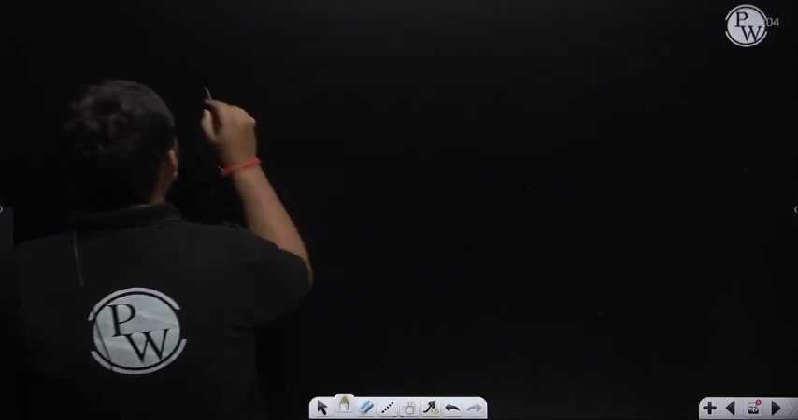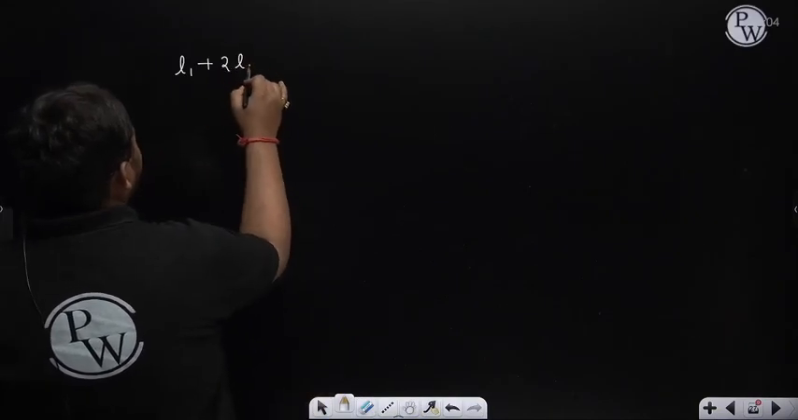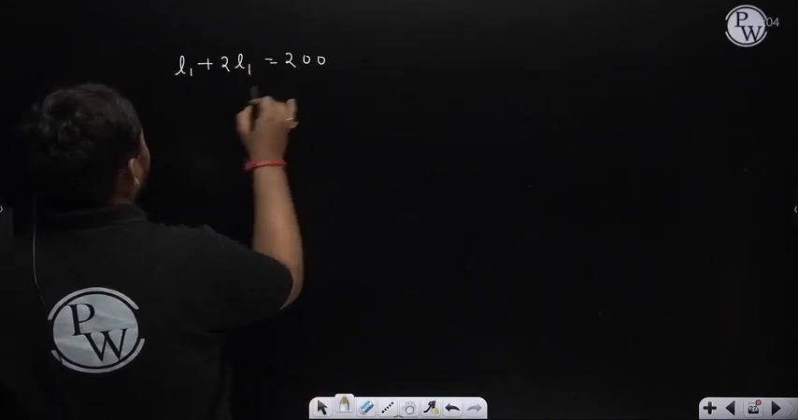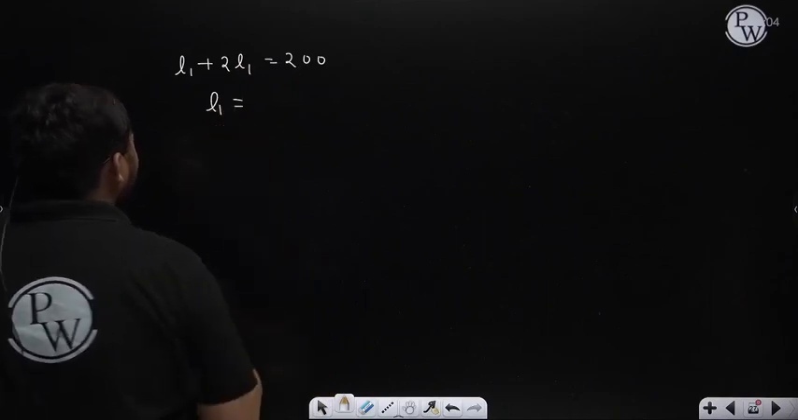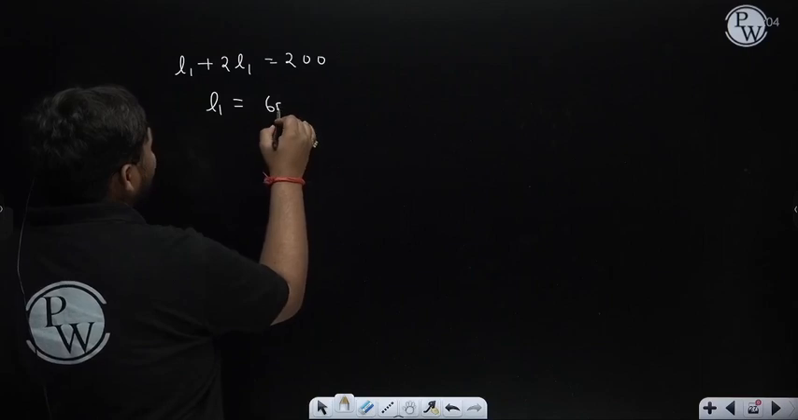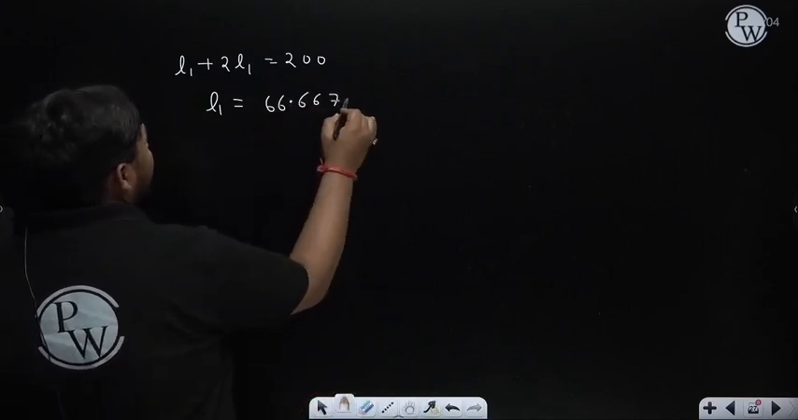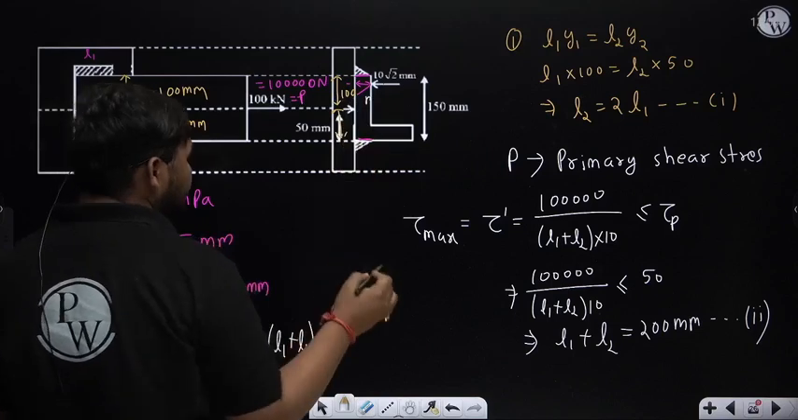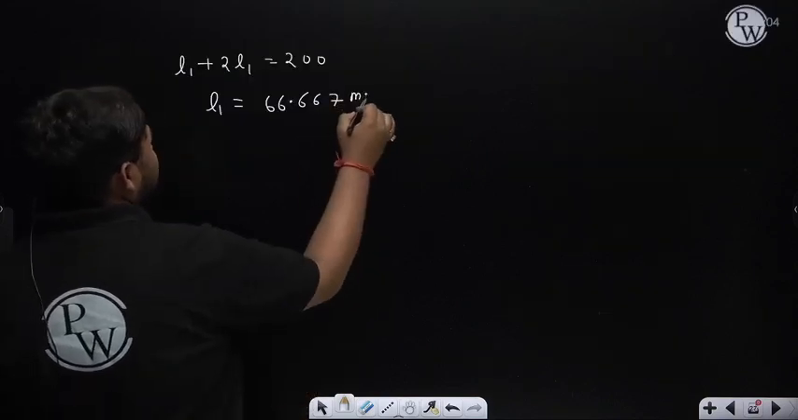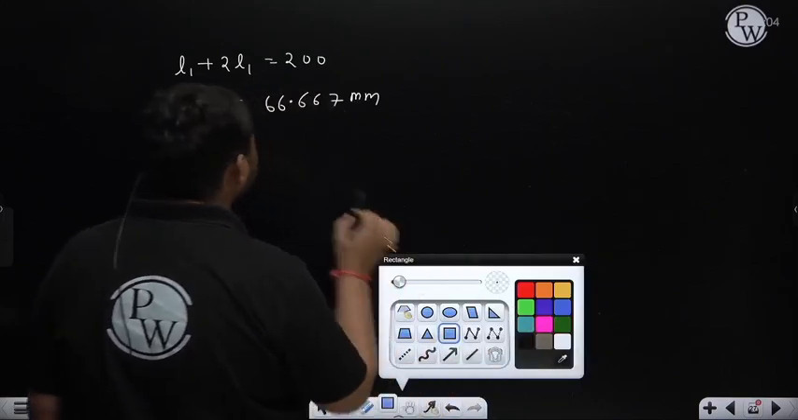So L1 plus L2 is equal to L1 plus 2L1, that should be equal to 200. So we will get the value of L1. It is coming 200 divided by 3, that is 66.667 mm. So we have got the value of L1.